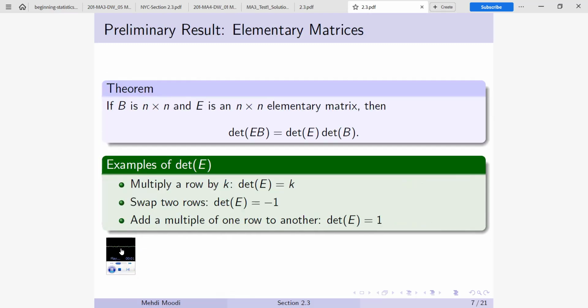Elementary matrices are one-row operation machines. Their determinants are simple: k, -1, or 1. Think of them like three magic buttons: scale, swap, or pivot.